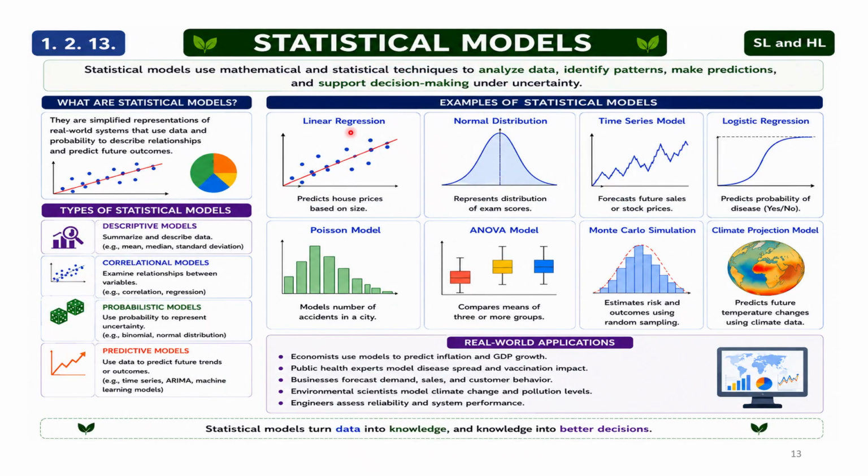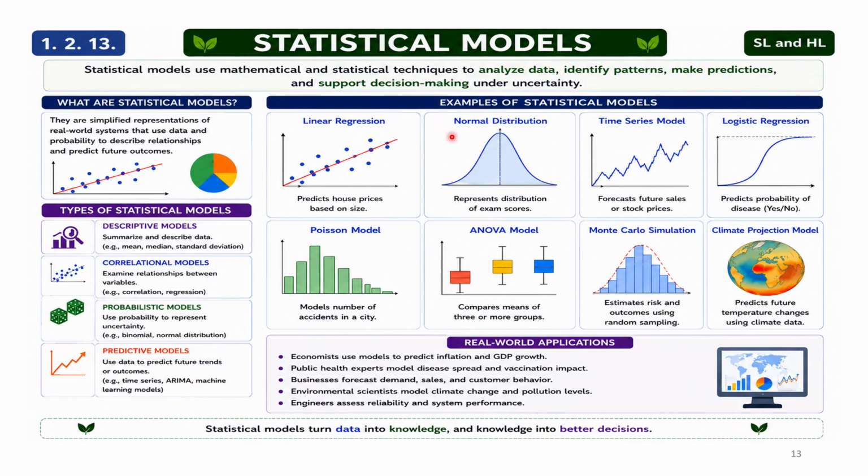Statistical models are powerful tools used to analyze data, identify patterns, make predictions, and support decision-making under uncertainty. Statistical models help scientists understand relationships within environmental and social systems using real-world data. Statistical models can be descriptive, summarizing data through measures such as means and standard deviations, correlational, examining relationships between variables, probabilistic, estimating uncertainty, and predictive, forecasting future trends.